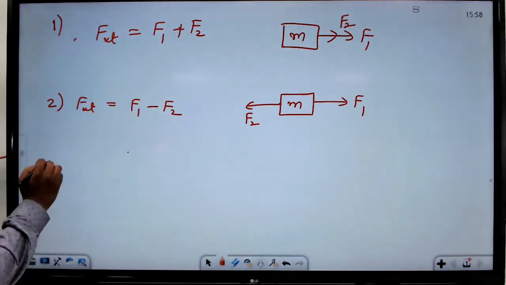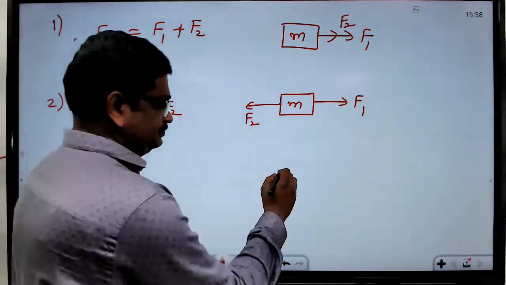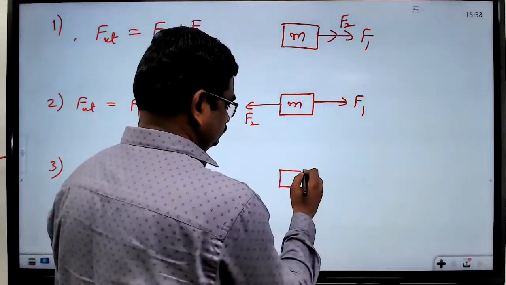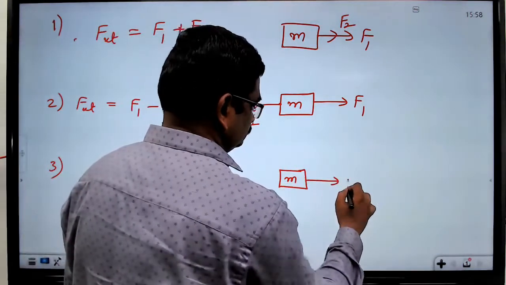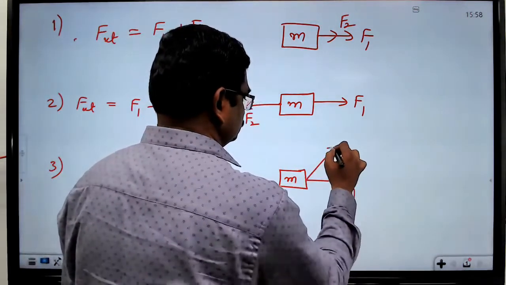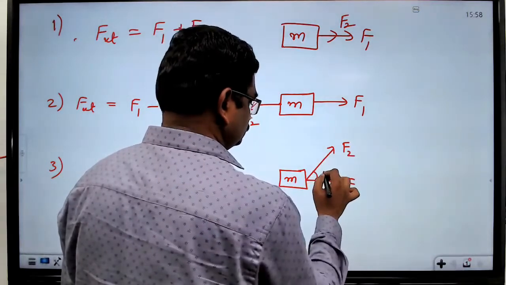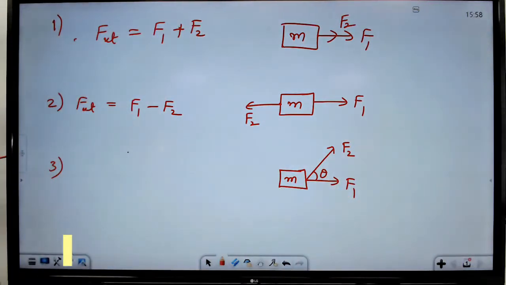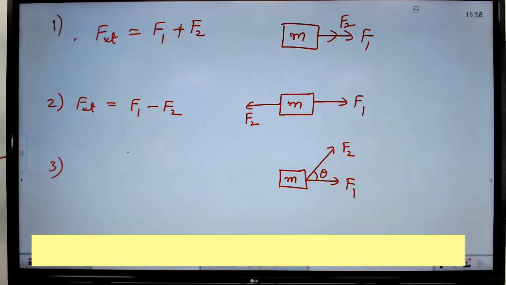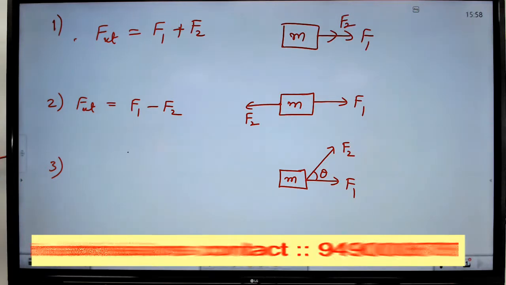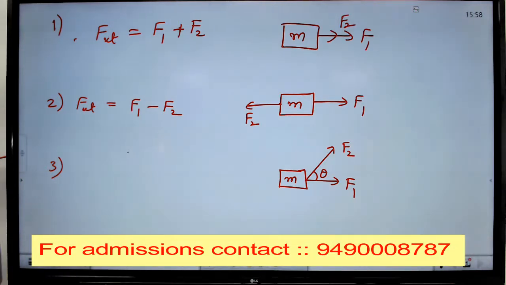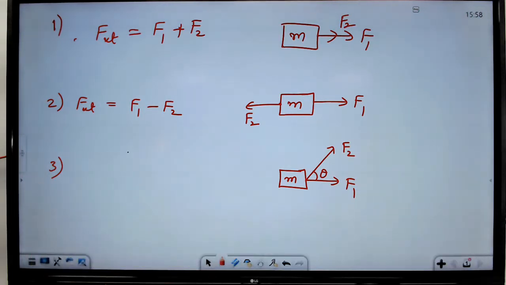Next, third case. Here two forces are acting, but they are making an angle theta with each other. F1 plus F2 cos theta. Why? Components. So what is the net force acting on this?